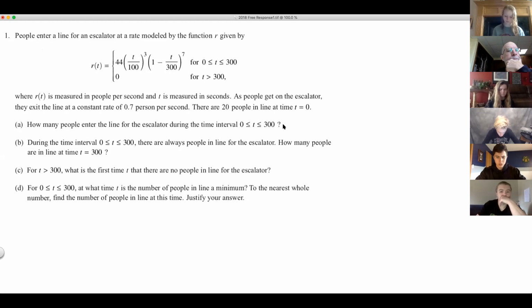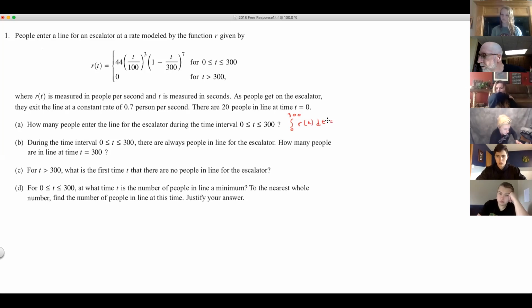Owen, do you have an idea? Do you take the integral of it from 0 to 300? Of what? Of the... can I just call it R of t? R of t, yeah. Okay, dt. So as soon as you write that, you get 1 point. So did you figure it out on your calculator, Owen? Yeah, I got 270. That is correct. 270 what? People.